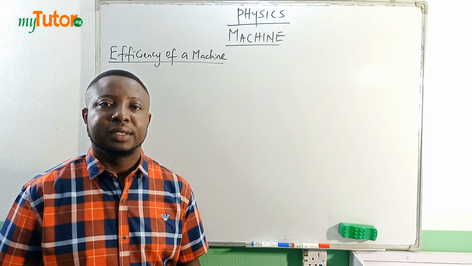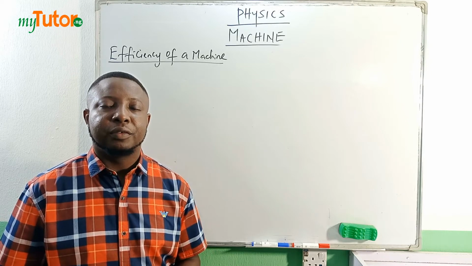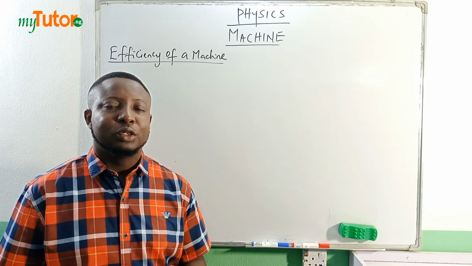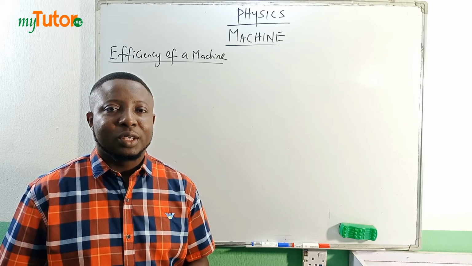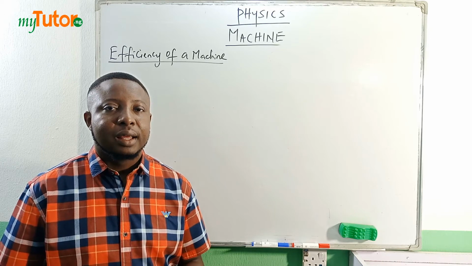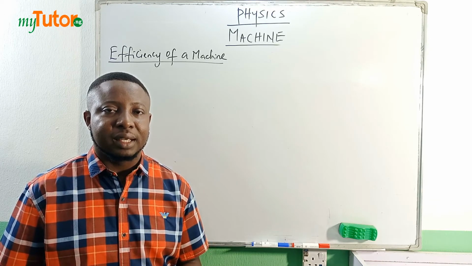So what is the efficiency of a machine? The efficiency of a machine is the ratio of the useful work done by the machine to the work put into the machine. Efficiency of a machine is expressed in percentage.